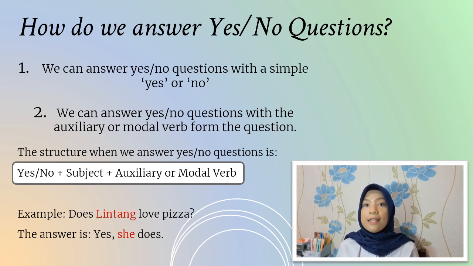The structure when we answer yes or no questions is yes or no plus subject plus auxiliary verb or modal verb. For example, does Lintang love pizza? The answer is yes, she does. We also need to replace Lintang with the pronoun she.